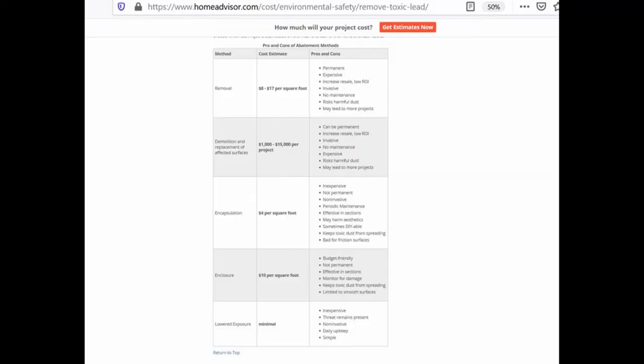How much does it cost to de-lead, to completely remediate or to abate correctly this? And here is an image that actually compares various costs. And you'll see why encapsulation is often used: it's a cheap method on top of mitigation that is actually almost free.